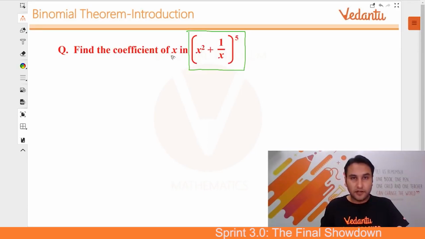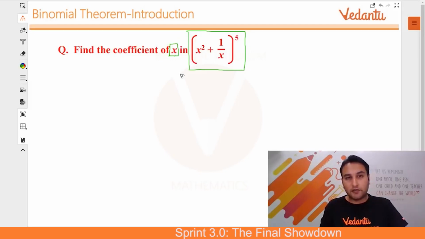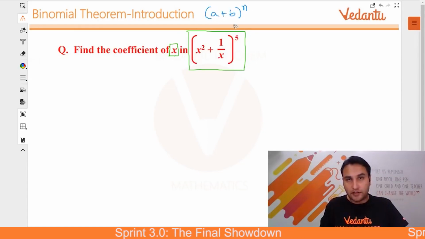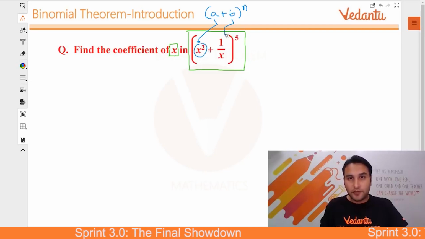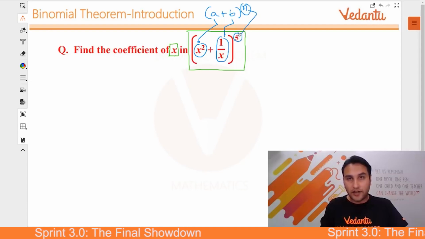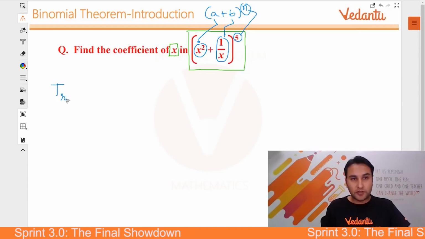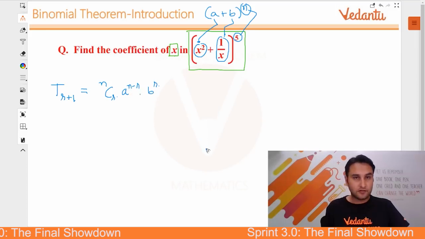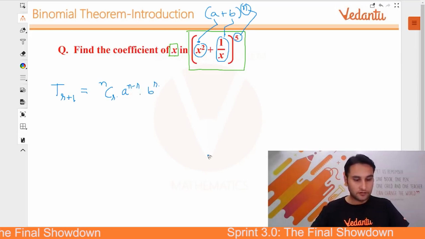To begin with, simple. क्या करना है? आपको चाहिए coefficient of x. Basically you want coefficient of x की power 1. क्या करो? Try to visualize this as a plus b की power n. What is a here? Think of x square as your a. Think of b as 1 upon x, and this is your n. Alright. Can you write the r plus 1th term to begin with? First write the r plus 1th term. That is nCr a raised to power n minus r into b raised to power r. Okay.